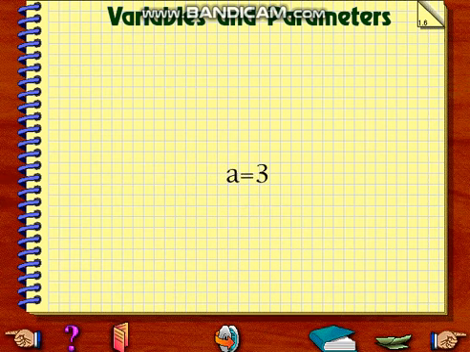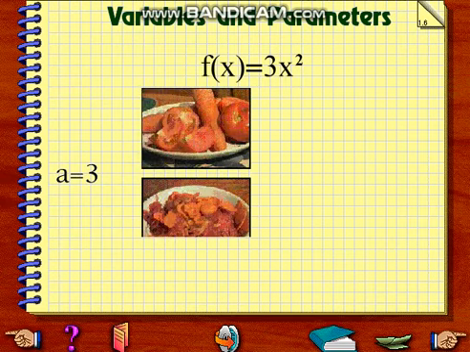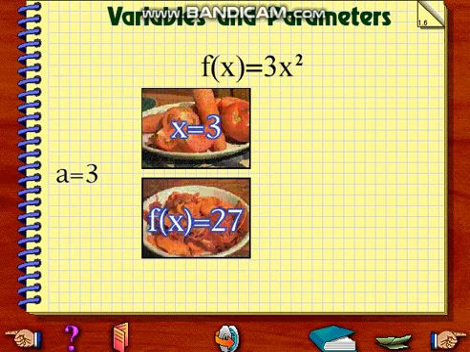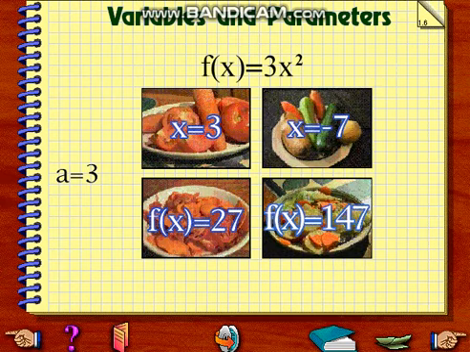Now let's use one of the parameters. a is equal to 3. Our function will then be f of x is equal to 3x squared. In the first scenario, we assigned the value of 3 to the independent variable, and we got f of x is equal to 3 times 3 squared, which is equal to 27. In the second operation, x is equal to minus 7, and f of x is equal to 147.